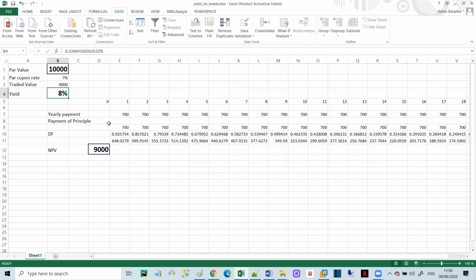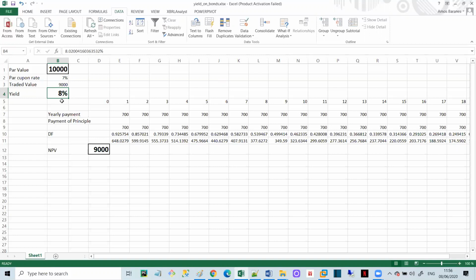For this company that issued a bond with a par value of 10,000 and a coupon of 7%, and it's being traded for 9,000, the yield is 8%, and this is my interest rate for calculating the WACC. That's example number one, when you have a company that has traded bonds.